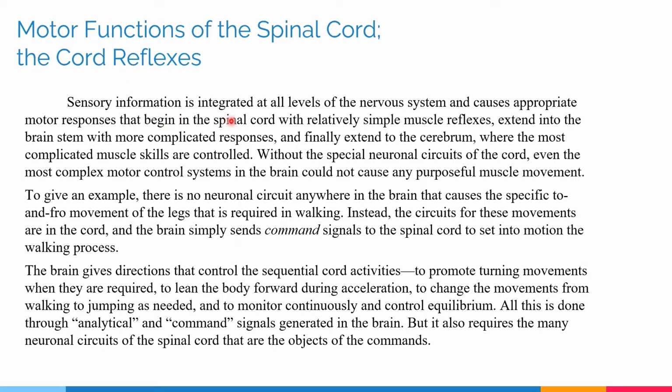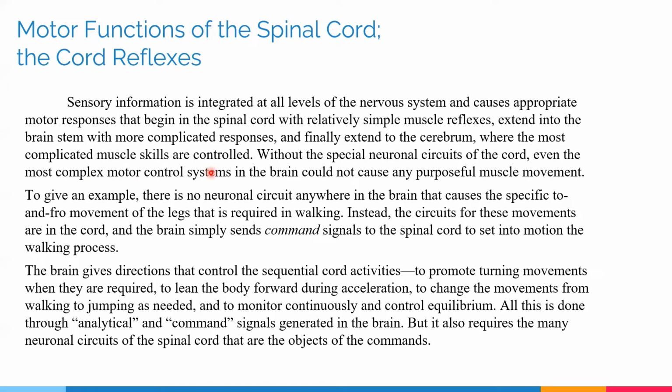Sensory information is integrated at all levels of the nervous system and causes appropriate motor responses that begin in the spinal cord with relatively simple muscle reflexes, extend into the brainstem with more complicated responses, and finally extend to the cerebrum where the most complicated muscle skills are controlled. Hence, there is a hierarchy from the spinal cord, the brainstem, and to the cerebrum, depending on the complexity of the motor control required for the reflex.